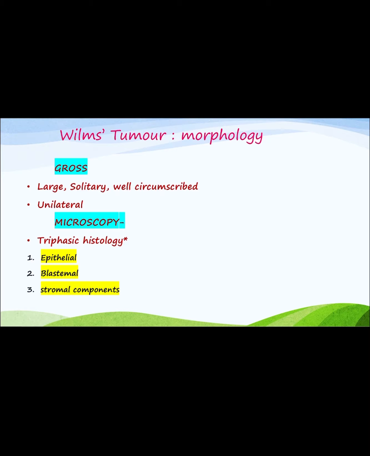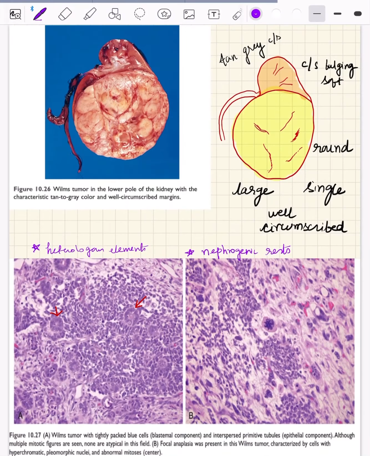Now we come to the important aspect, that is the morphology of Wilm's tumor. In the kidney we will see a large solitary well circumscribed mass. Let me show you here.